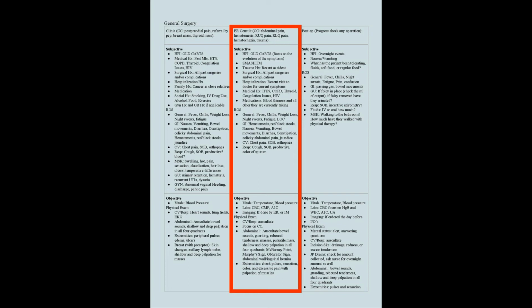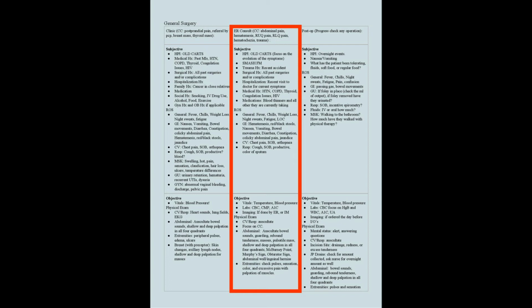And then tenderness, you want to look for any masses, any pulsatile masses, all your McBurney's points, Murphy's sign, obturator sign, and check for abdominal wall and inguinal hernias as well. And if they're here for a trauma or an extremity, always check pulses, check for sensation, see if the color is different, check for excessive pain with palpation of the muscles. So checking for compartment syndrome, if something needs to be done faster, that's where you're going to catch that.